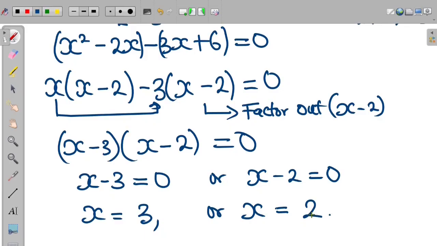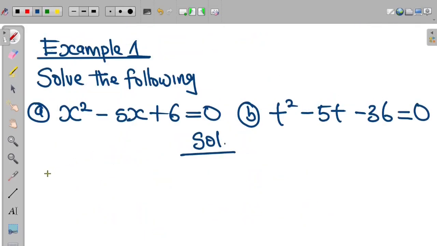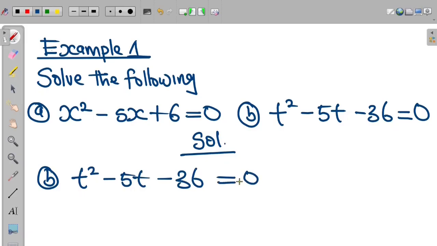Now, let us obtain the solution for the question B. So for B, we are given that t squared minus 5t minus 36 is equal to 0. At this point again, we look for two integers whose product is equal to negative 36, and whose sum is equal to minus 5. So the two integers are negative 9 and positive 4.